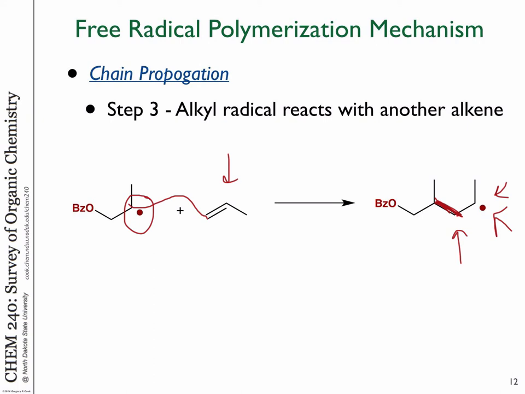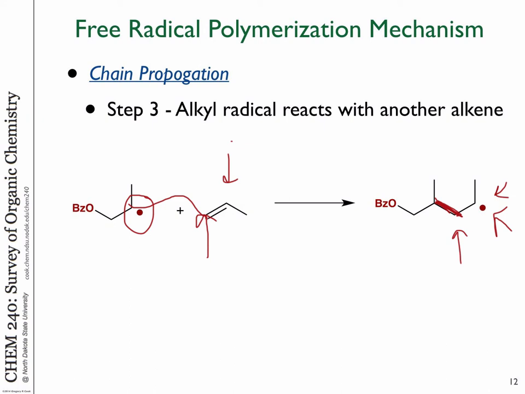So it's a similar kind of Markovnikov selectivity, but it's always on the ends of the double bond. So the carbon with the radical will react with the end of a double bond to make the new carbon-carbon bond between them. And then the bond is formed to this carbon, and the free radical is left on the other carbon of the double bond. Okay? So that keeps going and going and going.